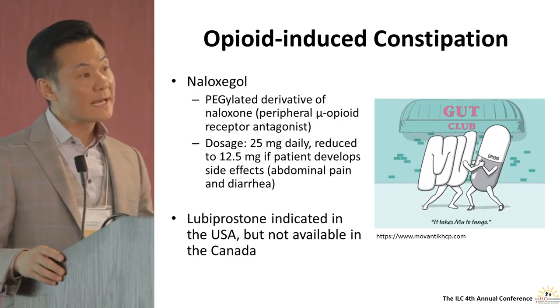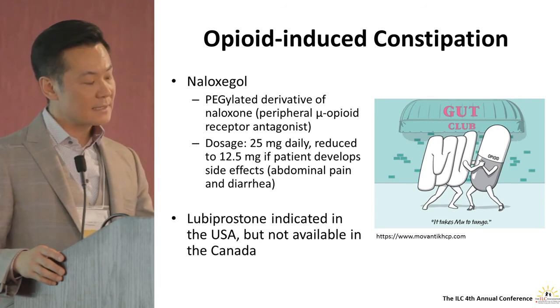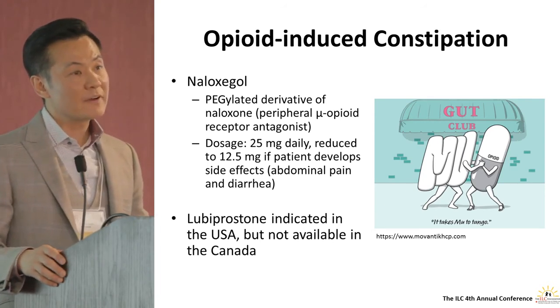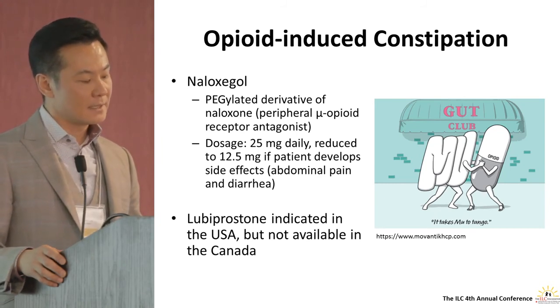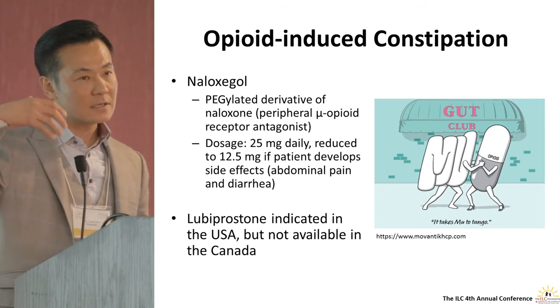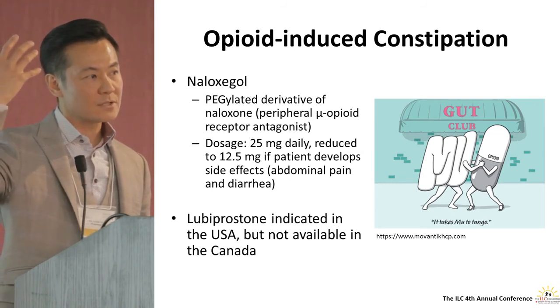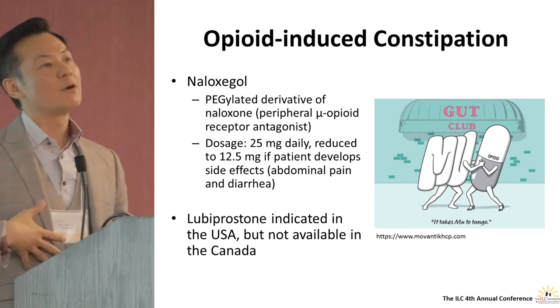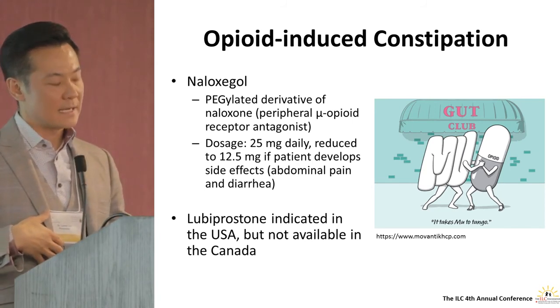Opioid-induced constipation. The only one that I use in my practice now that it's become available is naldemedine. It's 25 milligrams once a day. It's a pegylated peripheral mu opioid receptor antagonist, so it doesn't cross the blood-brain barrier. So it does not take away the analgesic effect, but it takes away the opioid-induced slow gut issue.